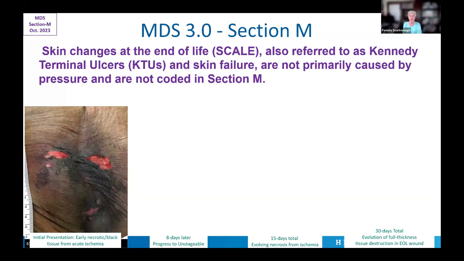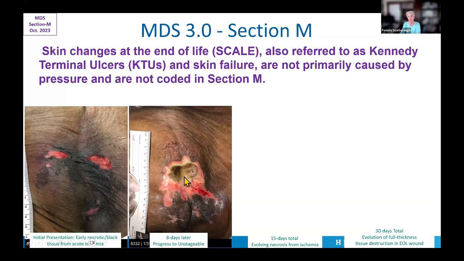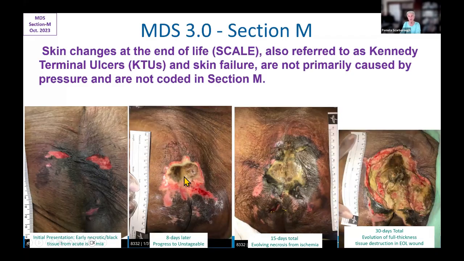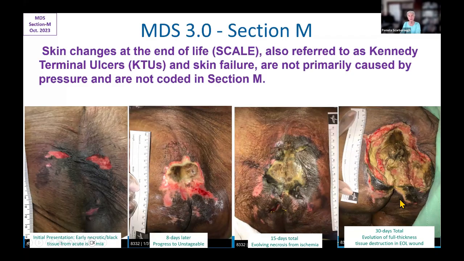This is skin failure from a person that was in the ICU. They had COVID, and you can see this is part of that COVID syndrome that we were seeing a lot. And then it begins to break down more. They're still in the ICU, and they did die after 30 days.